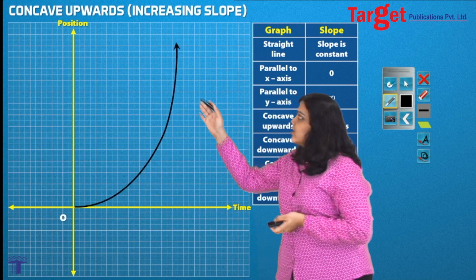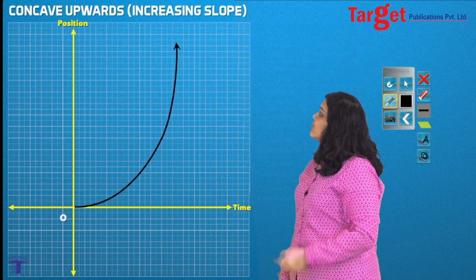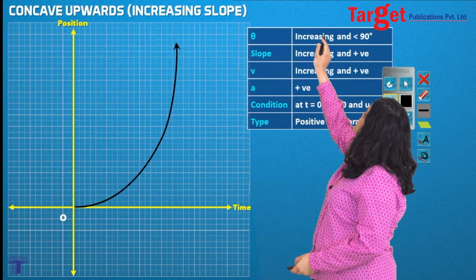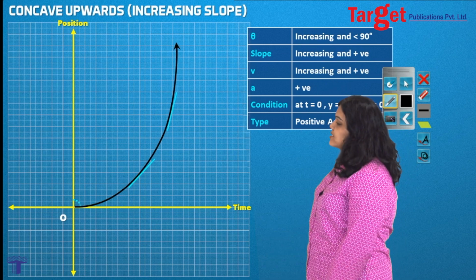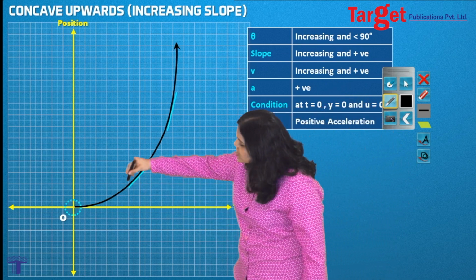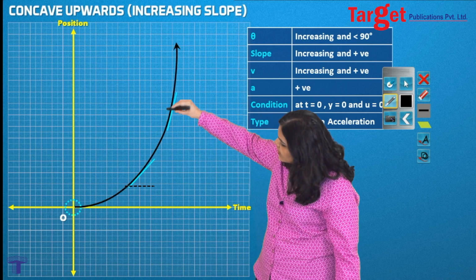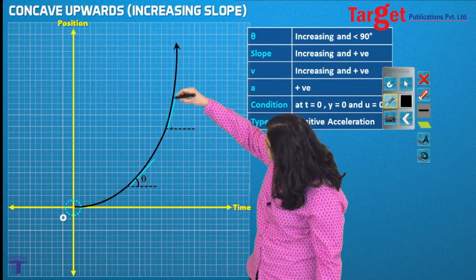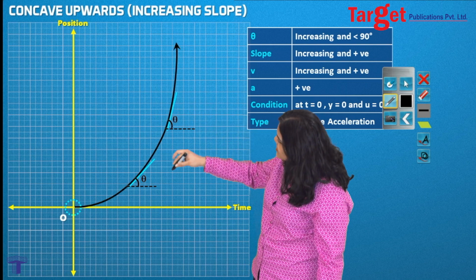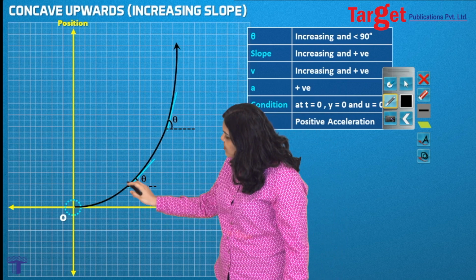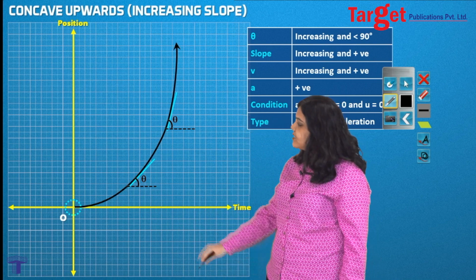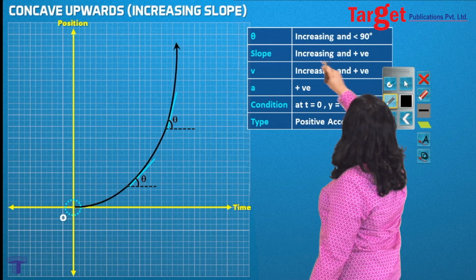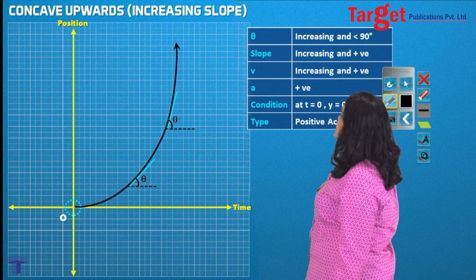So let me take a look at a concave upwards graph and see if I understand all its properties. The first property is that the angle is increasing and less than 90. So let's draw some tangent lines. If I try to see what is happening to these angles, you will see that yes, the angle is increasing. You will see that this angle is definitely bigger than this angle, but at the same time they both are less than 90. And therefore the angle is definitely increasing. So yes, the angle is increasing, but it's always less than 90.